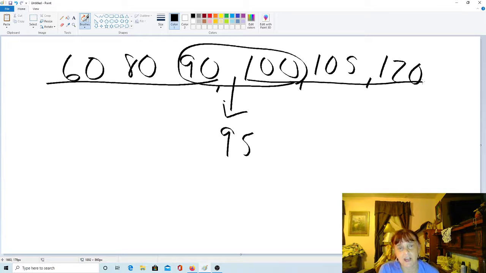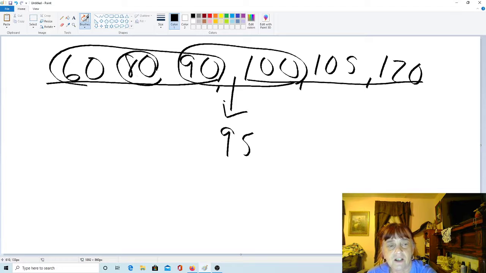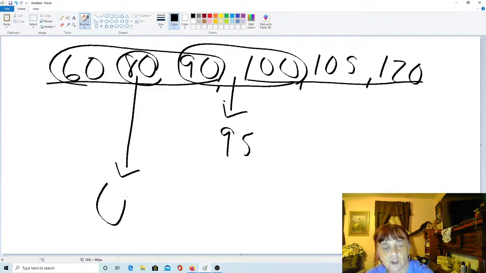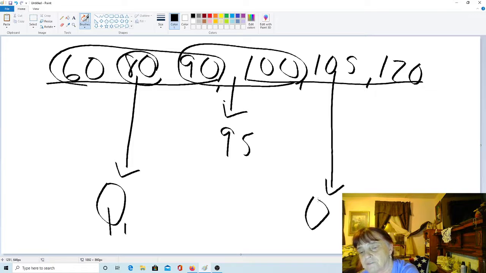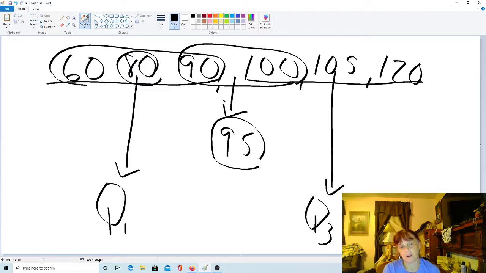Now to find the quartiles of this, you've got to find the middle number for each set of data. So 80 is going to be called Q1. And Q3 is 105. And this is the median, or they don't really say Q2, they just say the median. So Q1's 80, Q3's 105, and the median's 95. So you have to put them in numerical order. Okay, so that's what quartiles are.